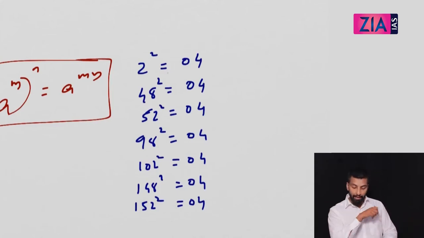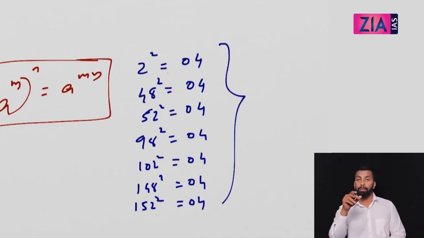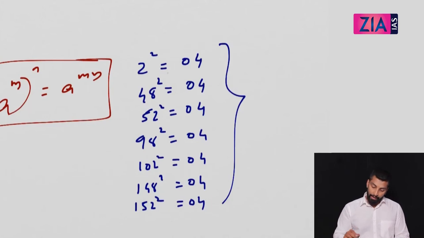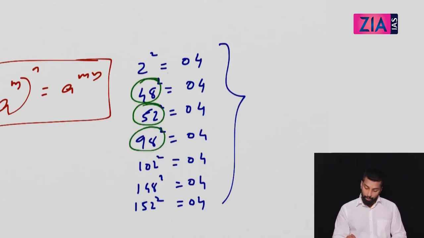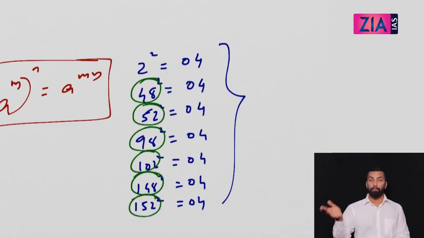Okay, what is the relation? All are multiples of 50 plus 2 or minus 2. 48 is 50 minus 2, 52 is 50 plus 2. 100 minus 2, 100 plus 2. 150 minus 2, 150 plus 2. 200 minus 2, 200 plus 2.